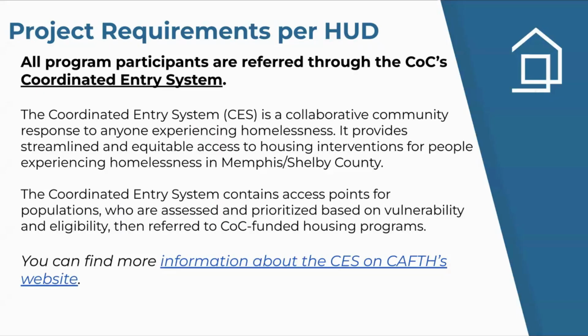So basically, anyone who is encountering individuals who are needing services can connect them to an access point. Those individuals can then, if they are eligible, be assessed and placed on a list based on their level of vulnerability. And then our coordinated entry team takes those individuals and matches them to a project that fits their qualifications and who has openings.